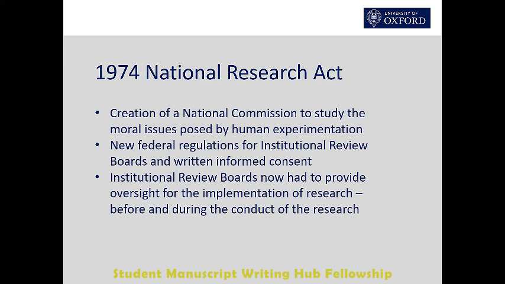So institutional review boards now provide oversight for the implementation of research before and during the conduct of research. Please note that there are 3 phases of research: before, during, and after. The institutional review boards will give you ethics clearance before you start. While you're conducting the research, they follow up to ensure it is conducted properly. Once you have finished and want to publish, the peer reviewer becomes the 3rd person to review your protocol.